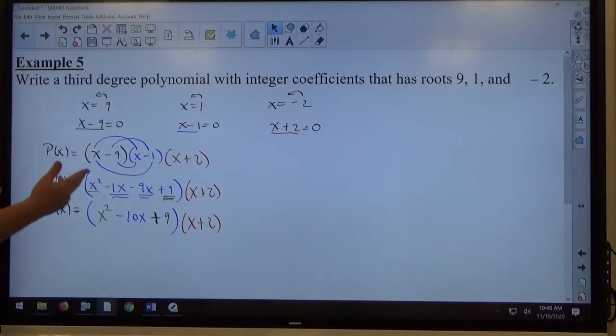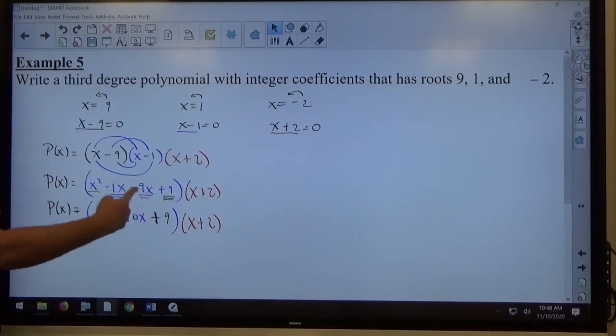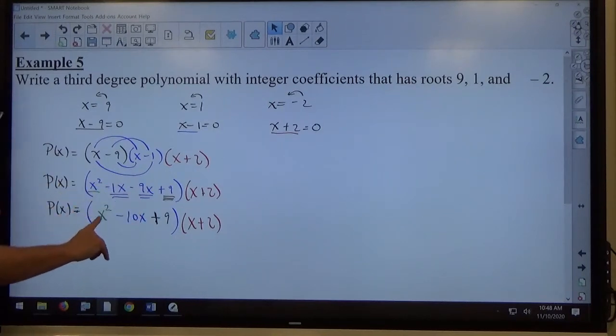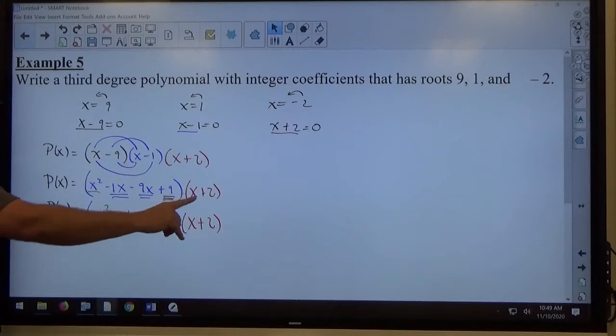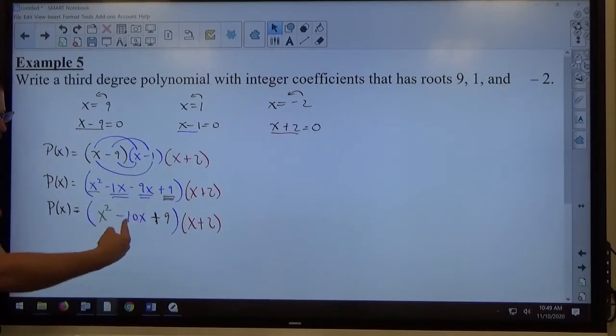So can everybody see that this part factors to that, x squared minus 10x plus 9? Okay. Now we're multiplying this times x plus 2. We have 2 options. The way I've got it drawn up here, I'm going to multiply this times both of these, this times both of these, this times both of these. You can also do x times all 3 of these, 2 times all 3. It doesn't matter which order you go in.